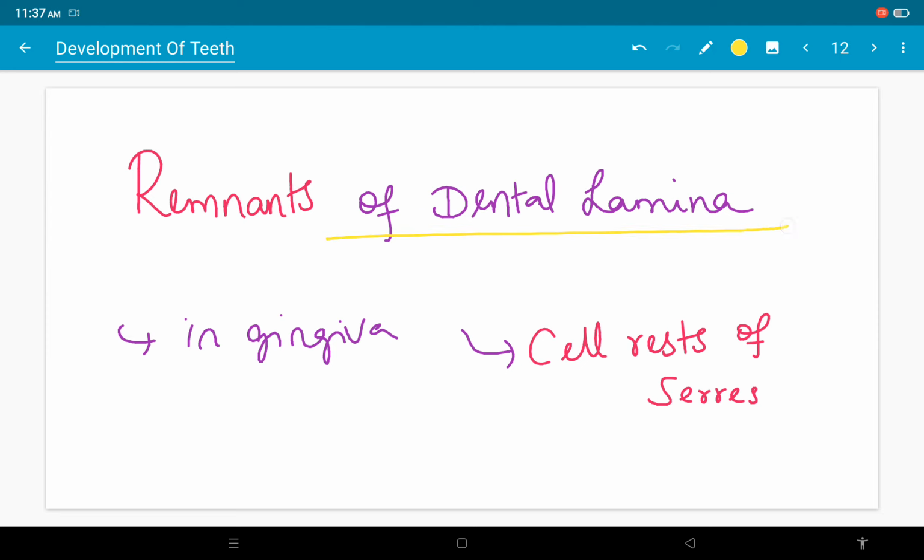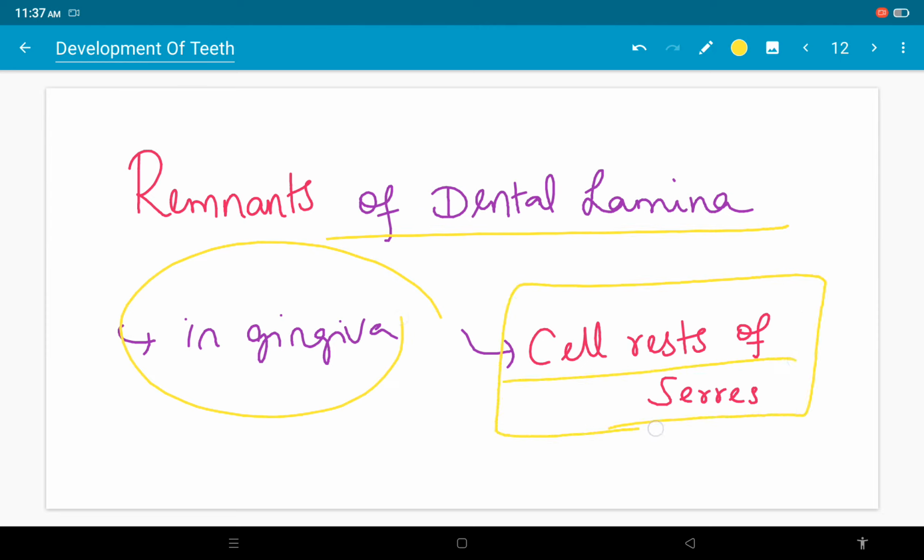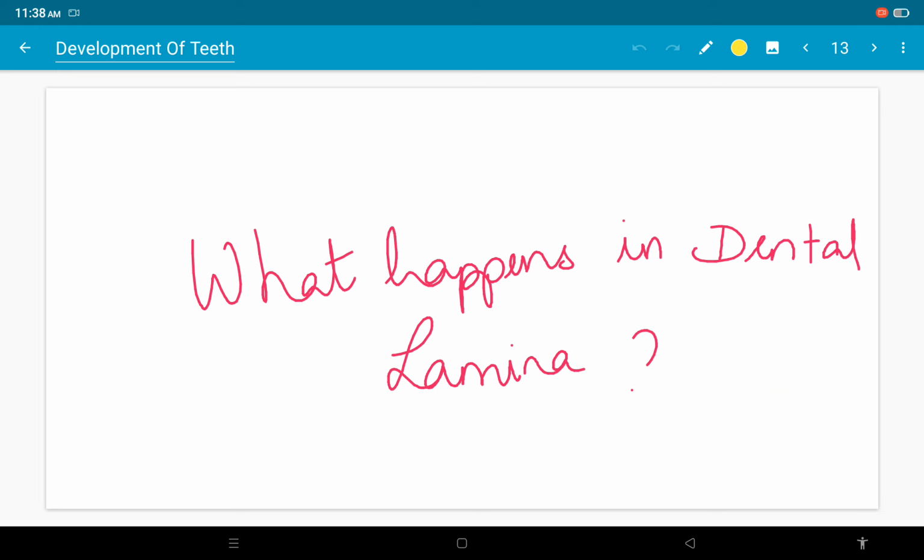Remnants of the dental lamina that remain in the gingiva are known as cell rests of Serres. It is an important MCQ. There are cell rests of Malassez and cell rests of Serres. Cell rests of Serres are nothing but remnants of the dental lamina. Malassez we'll see later.